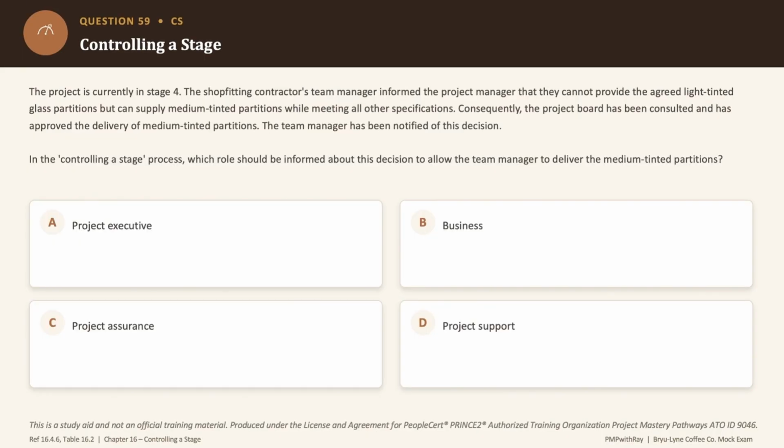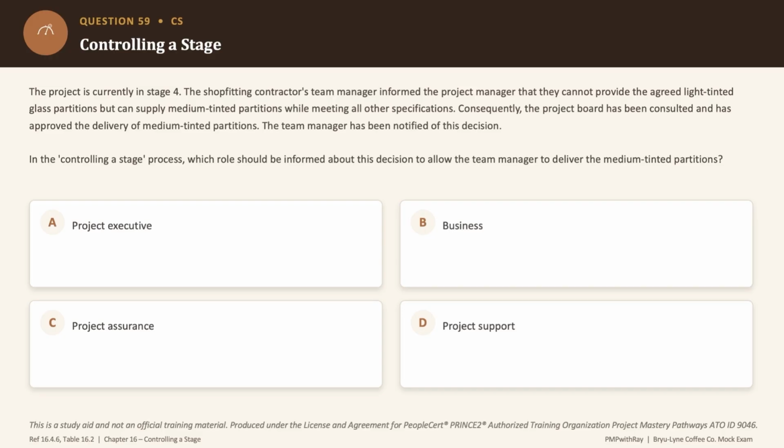Next, question number 59. So the shop fitting contractor cannot deliver the agreed light tinted glass partitions and only medium tinted ones could be delivered while meeting all the other specifications. Now the project board has already approved this and the team manager already knows it. Okay. Now in PRINCE2 terminology, this is called an off specification. Very important. Please go back to your manual and study what is an off specification. Okay. Now the question is asking who else needs informing about this off specification decision.